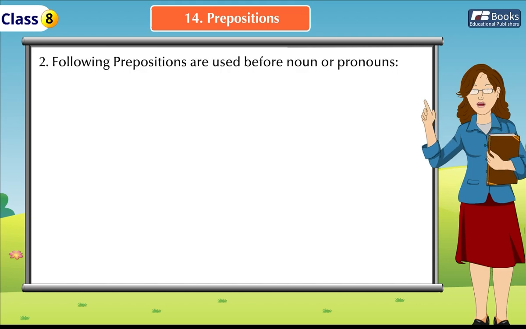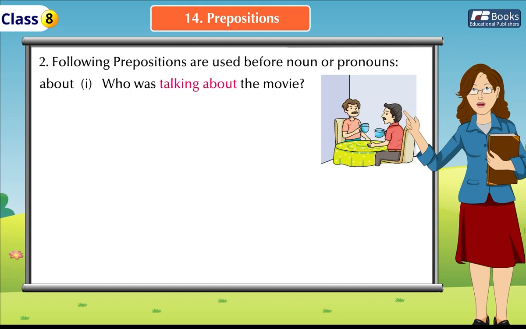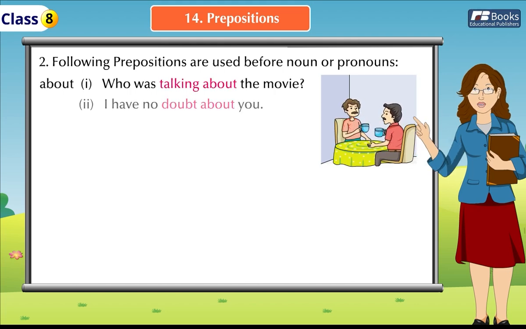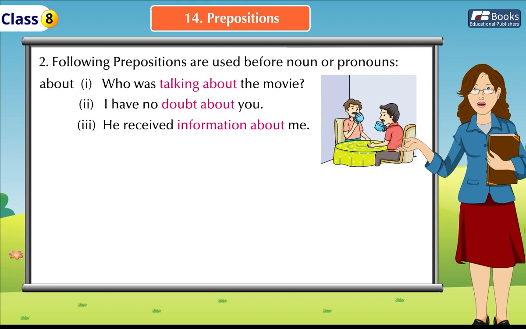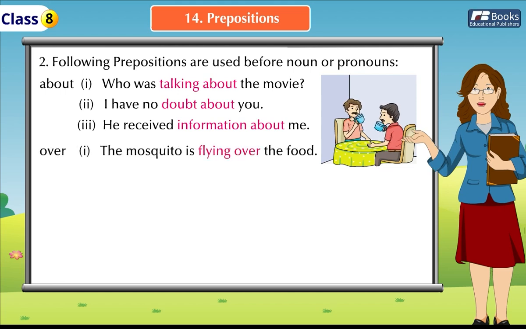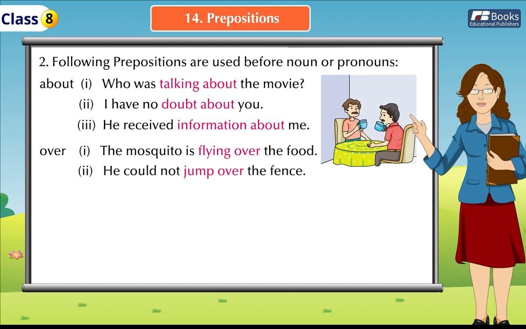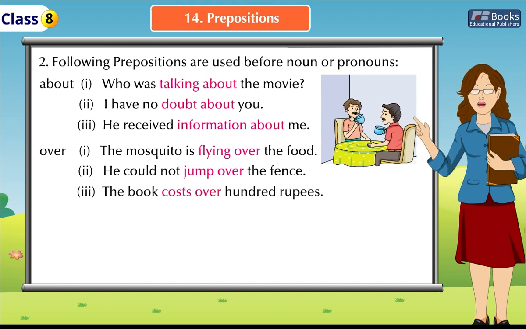Second, the following prepositions are used before nouns or pronouns. About. 1. Who was talking about the movie? 2. I have no doubt about you. 3. He received information about me. Over. 1. The mosquito is flying over the food. 2. He could not jump over the fence. 3. The book costs over 100 rupees.